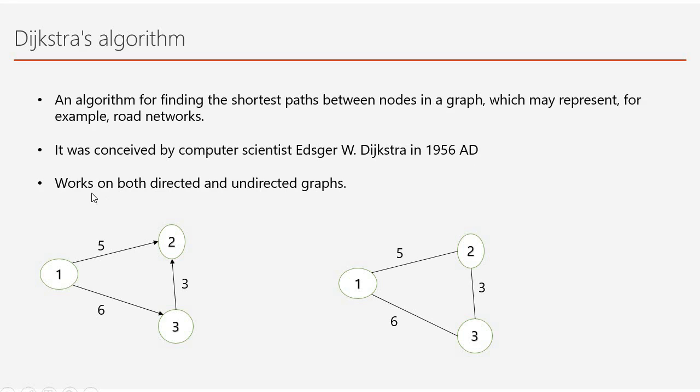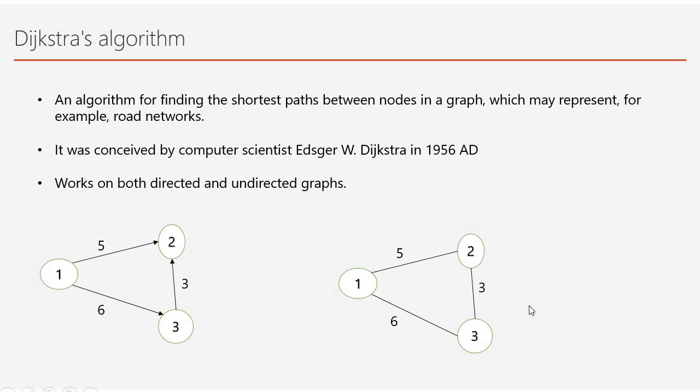And Dijkstra's algorithm works on both directed and undirected graphs. What are directed and undirected graphs? This is a directed graph because there is a direction. Here, from node 1 to node 2, you need a weight of 5 and the path goes from node 1 to node 2. There is a direction for this. You cannot come from 2 to 1 because there is no direction that way. The direction is only one way, going from 1 to 2. This kind of graph is called a directed graph.